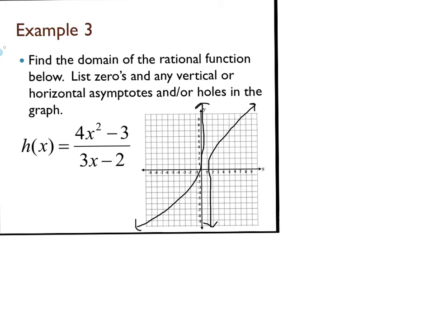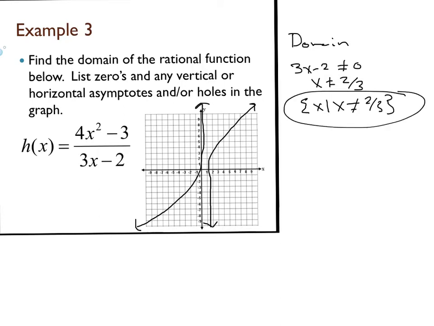So the first thing I'm going to do is work out my domain. In order to work out the domain, I take the denominator and I solve it. Well, x cannot equal 2/3 when I solve. So I'm going to go ahead and write my domain: x where x cannot equal 2/3, and that would be the correct domain.